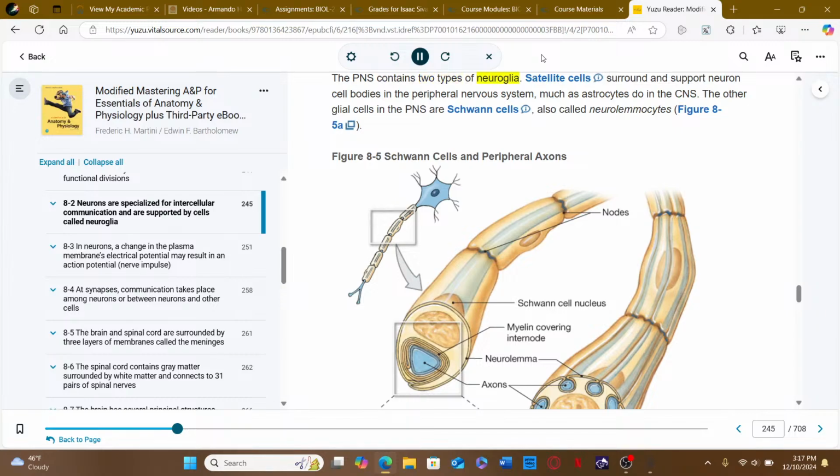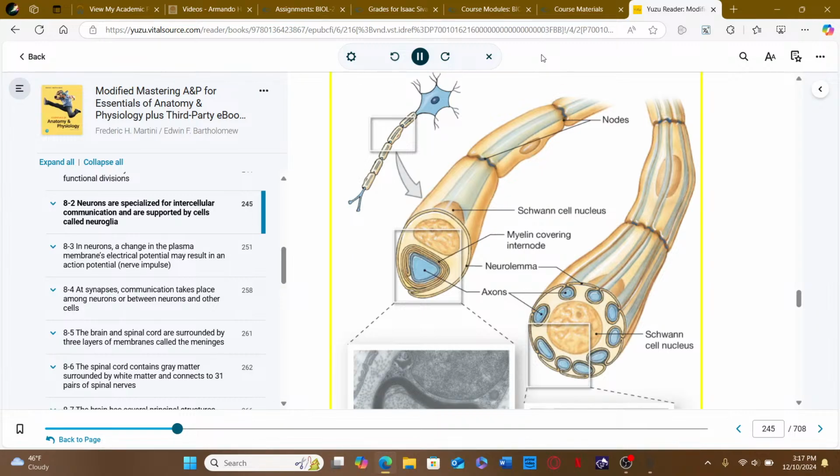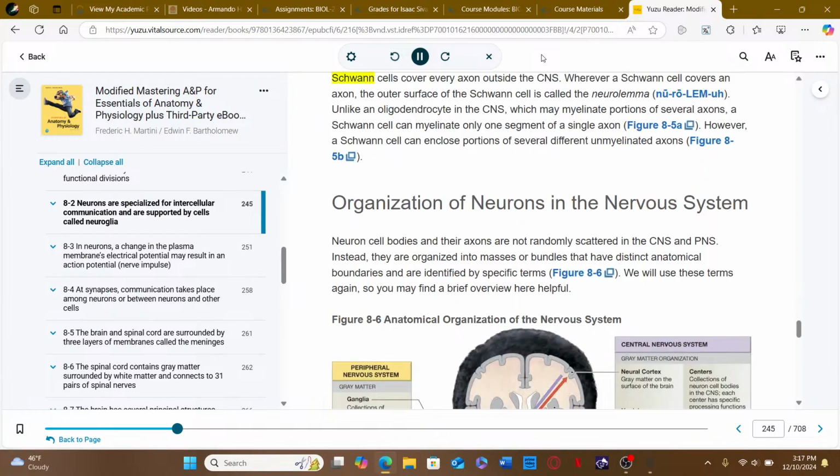The PNS contains 2 types of neuroglia. Satellite cells surround and support neuron cell bodies in the peripheral nervous system, much as astrocytes do in the CNS. The other glial cells in the PNS are Schwann cells, also called neurolemmocytes, Figure 8-5a. Figure 8-5 Schwann cells and peripheral axons. The structures of Schwann cells on peripheral axons in the PNS. Figure 8-5 full alternative text.